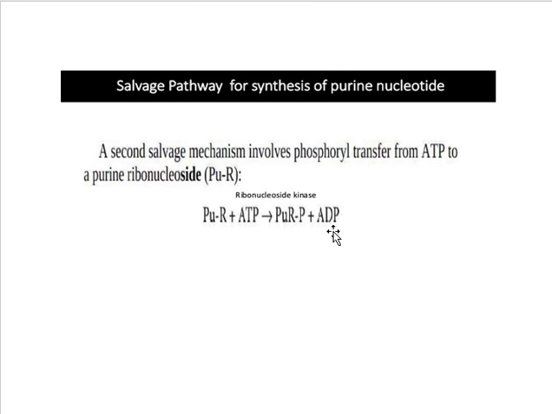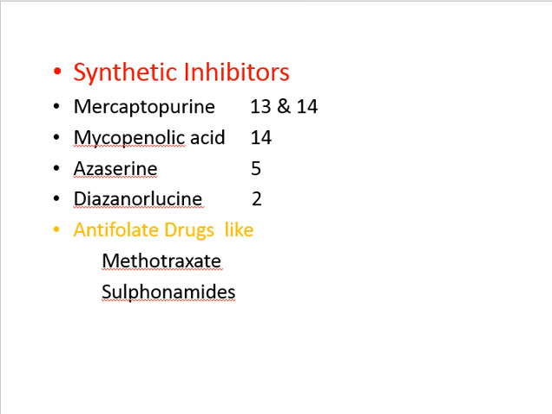So these are both the salvage pathway for the conversion of purine bases and purine nucleosides into the purine nucleotides. Now there are some synthetic inhibitors which can inhibit the synthesis of purine nucleotides. These are the mercaptopurine, mycophenolic acid, azacitidine and diazonorleucine. And the other type is the antifolate drugs, which are methotrexate and sulfonamides.